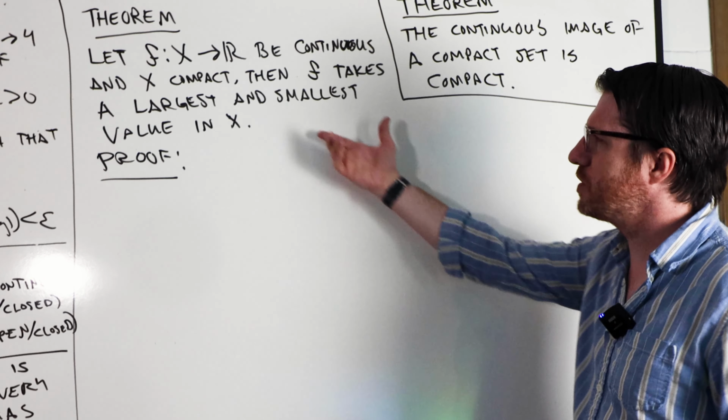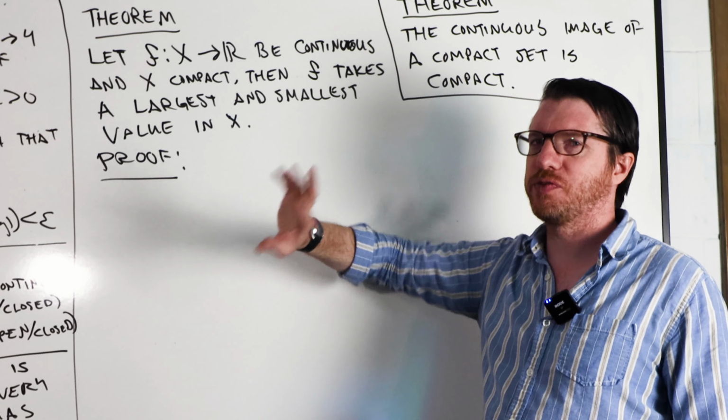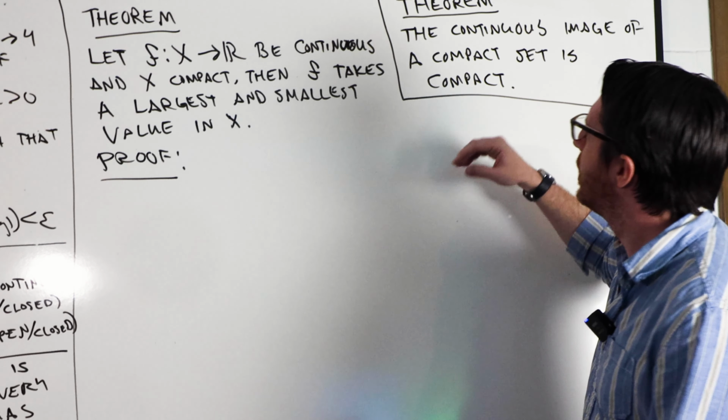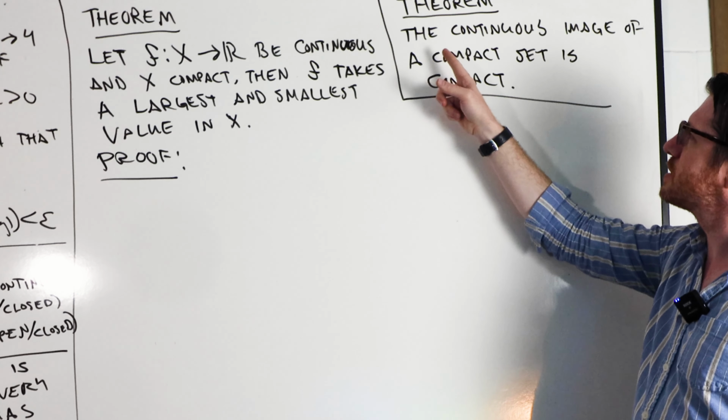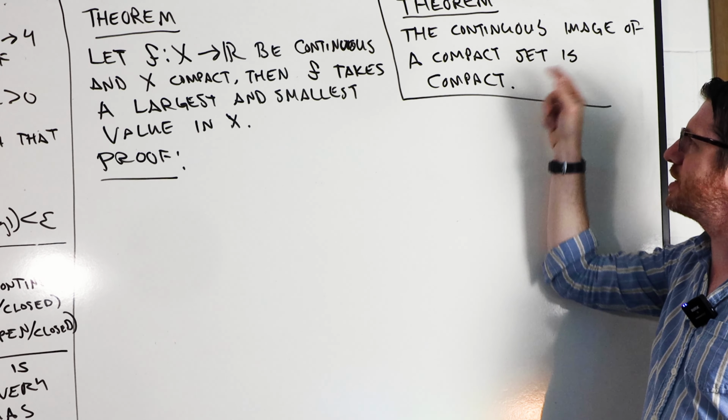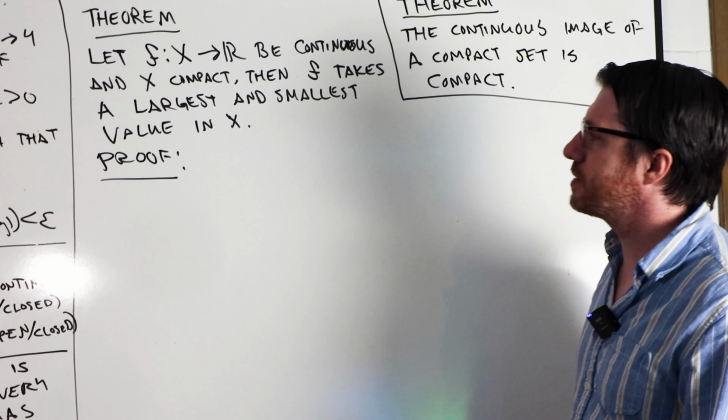And it also takes the smallest value, but I mean, it's equivalent. We'll just flip it upside down and you get the same result. And we put our theorem that we just proved over here. And so this tells us that the continuous image of a compact set is compact. And so we're going to use that.